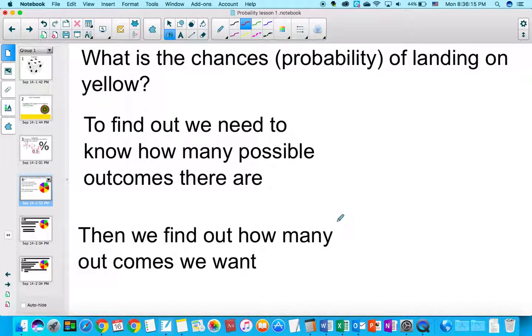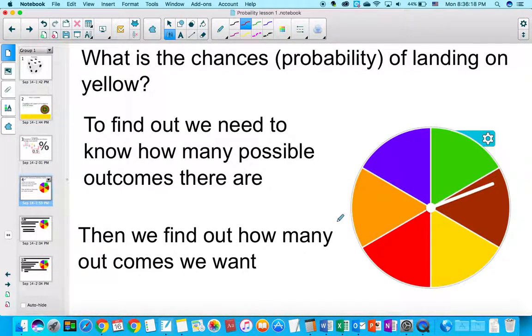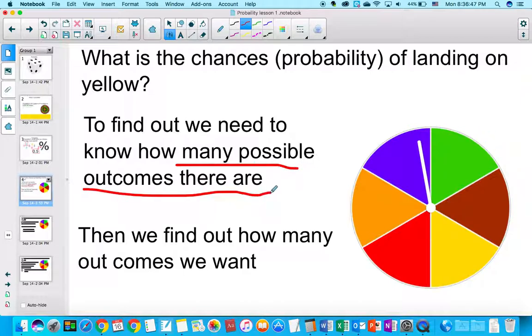So we'll start with a practice problem, right? We have a wheel, just like our roulette wheel with fewer sides. So the question I'm asking is, what are the chances, the probability, of landing on yellow? How hard would it be for this guy right here to land on yellow? Well, first step is we need to find out how many possible outcomes there are. Then we also need to find out how many outcomes we want, right? How many outcomes are we looking for?